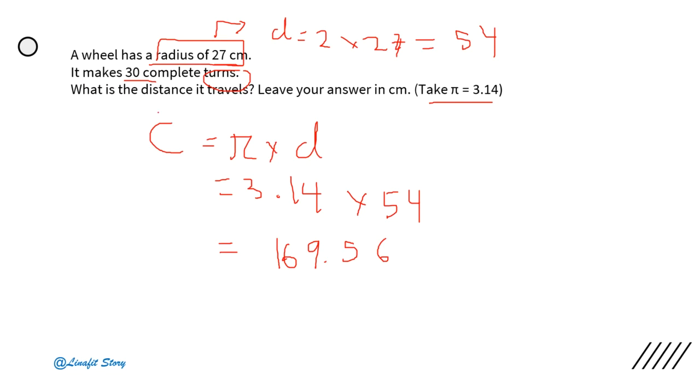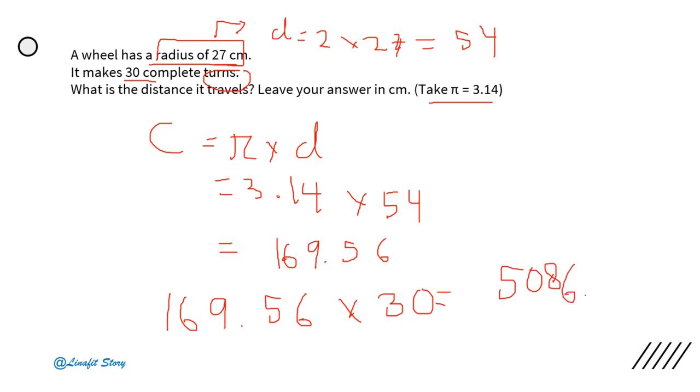Because it makes 30 complete turns, 169.56 times 30 equals 5,086.8. You can round it up, so it becomes 5,087.